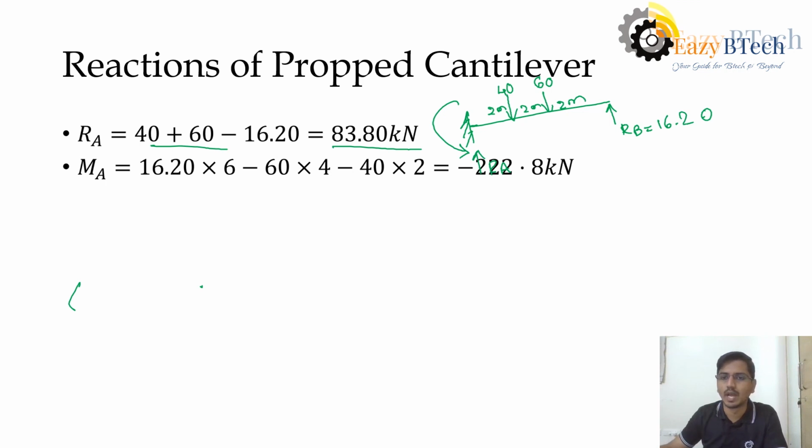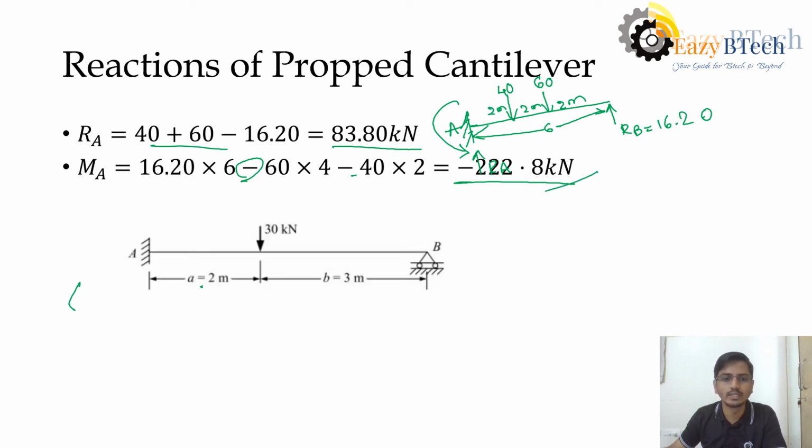Similarly, moment. To get the moment, 16.20 acting counterclockwise or anti-clockwise. That means positive, taking moment from A, and the total distance is 6 meters. Then 60 is acting at a distance of 4 meters in clockwise direction. That is why it is negative. 40 is also acting at a distance. That is also negative. Overall solving this we will get minus 2.8 kilonewton meter.